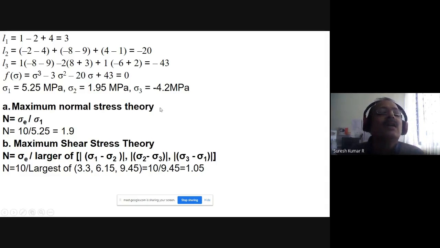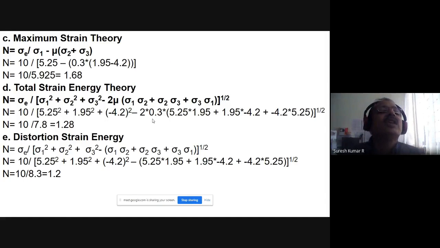And again, I'll apply all the 5 theories: maximum normal stress theory, sigma E by sigma 1; maximum shear stress theory, whichever is largest out of these three. So again that one, and then maximum strain theory, sigma E by sigma 1 minus mu into sigma 2 plus sigma 3. This is what I get in here.